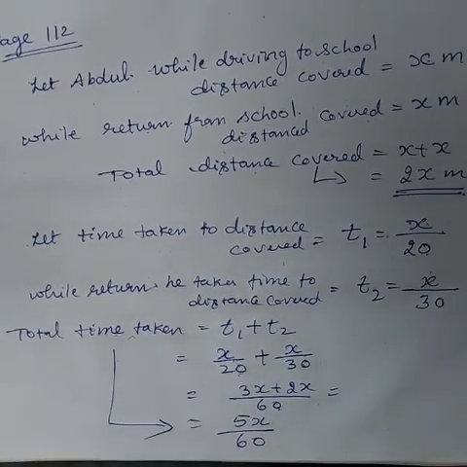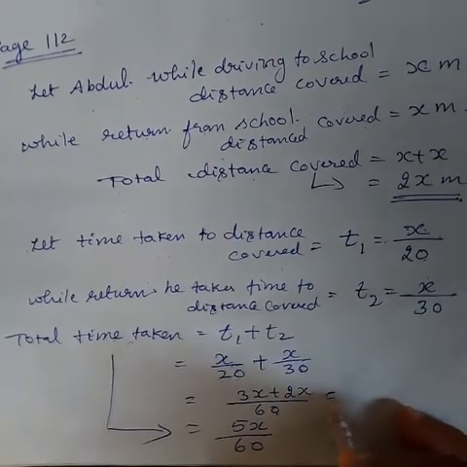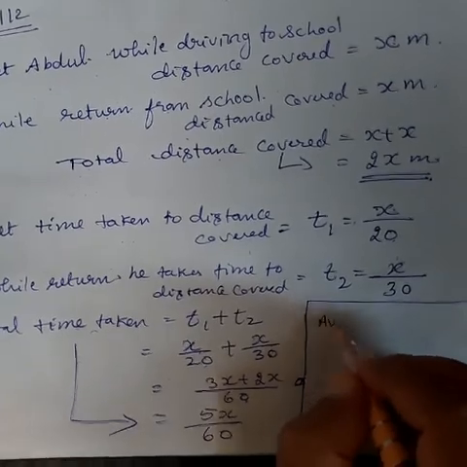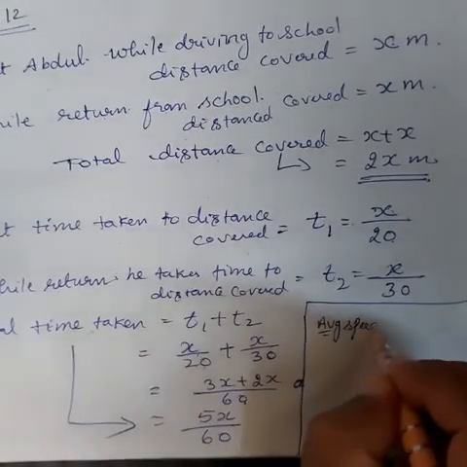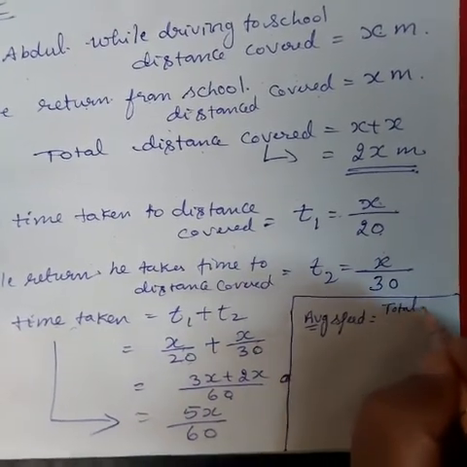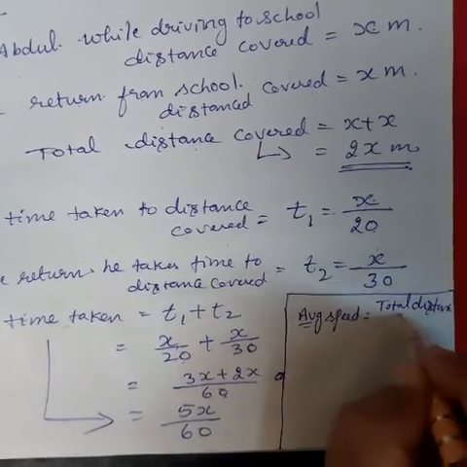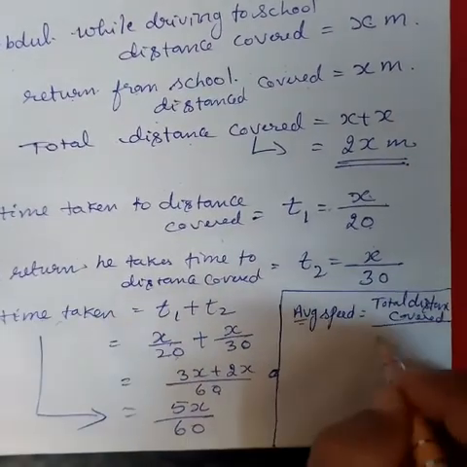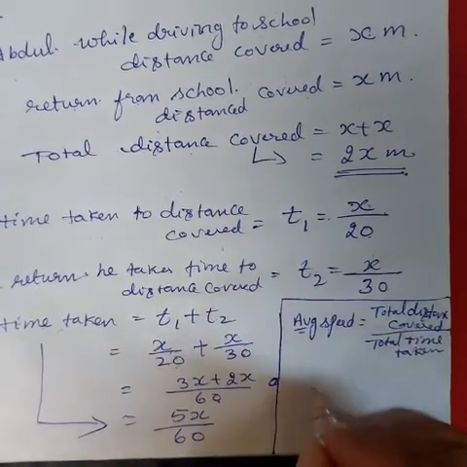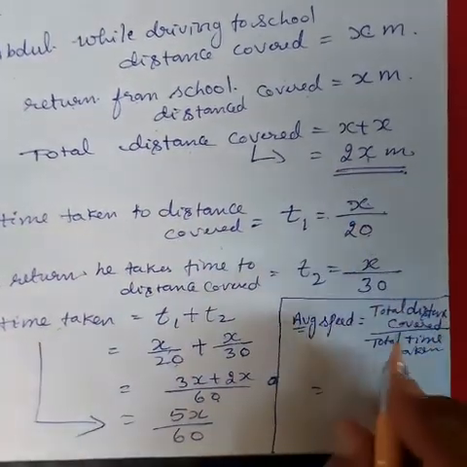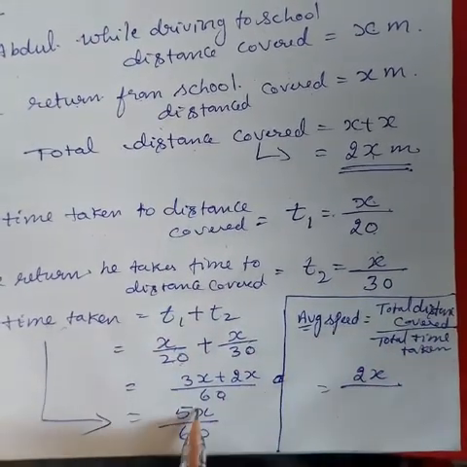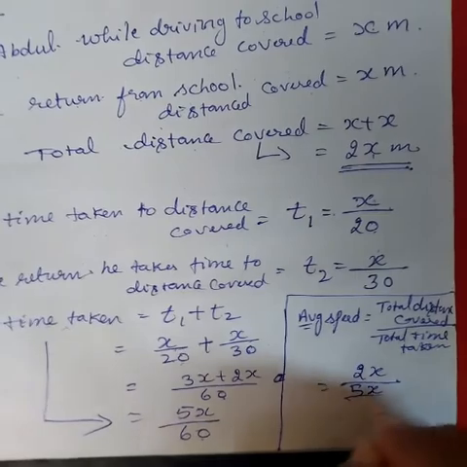Now we find the average speed. What's the formula of average speed? You know that the speed is equal to total distance covered upon total time taken. This is the formula of average speed. So total distance, how much? Total distance is 2x, and total time taken is 5x upon 60.